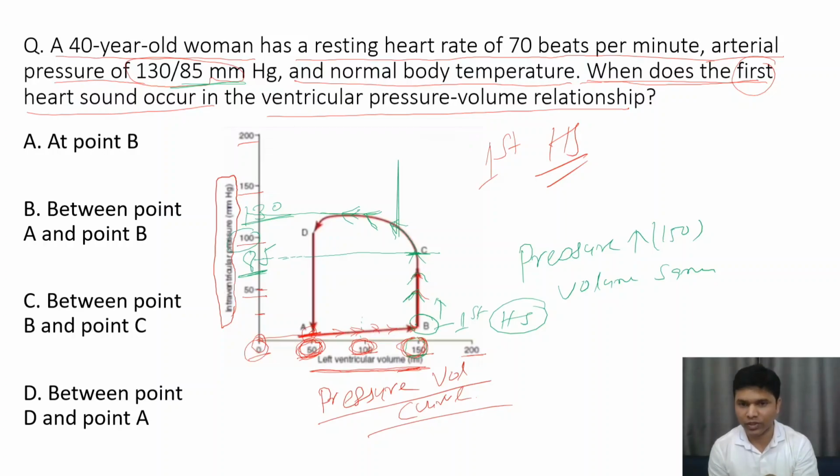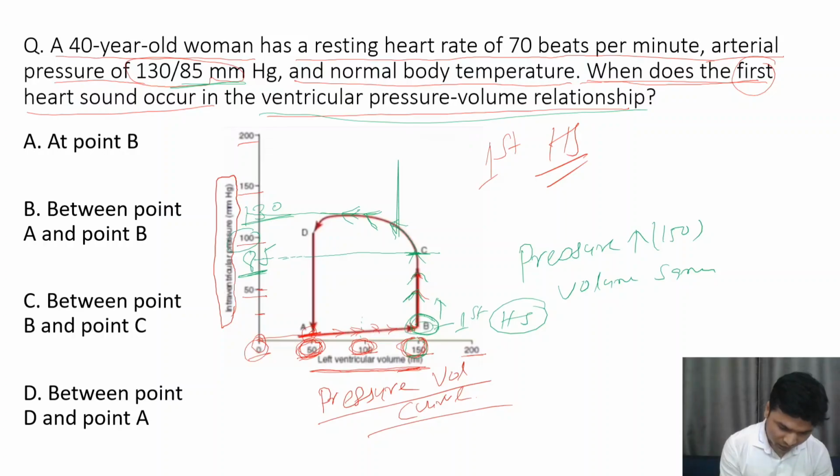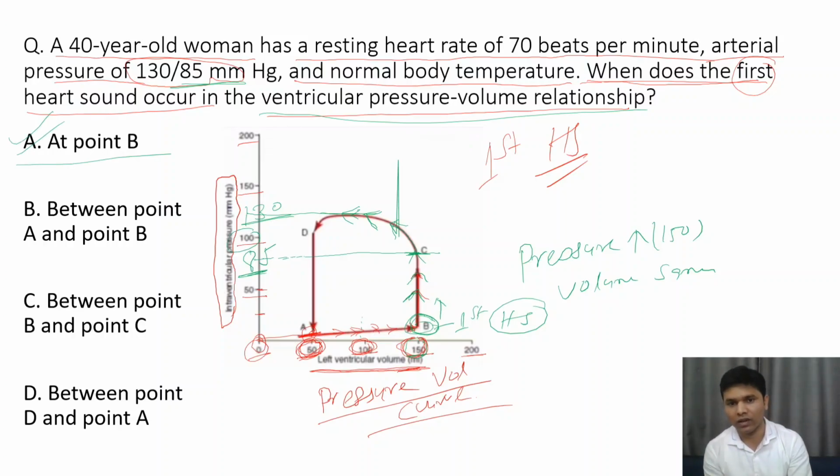Atrium pressure is not so high, and when the ventricle starts contracting, the pressure of the ventricle will increase more than that of the atrium, and in that case the atrioventricular valve will close, and that will produce the first heart sound. There will be no change in the volume; the volume will remain the same. So as per the question, the answer will be B. At point B, this is the answer. But let's discuss the whole graph, then it will be better for you.